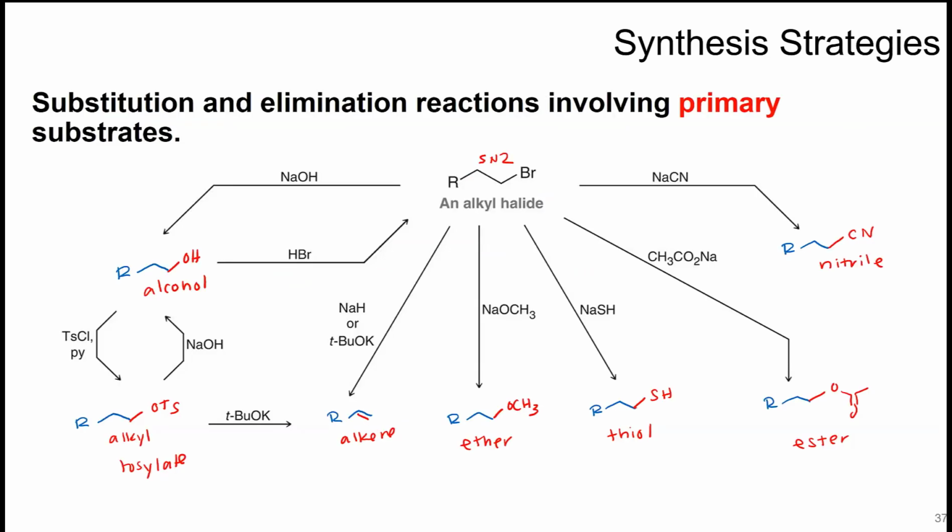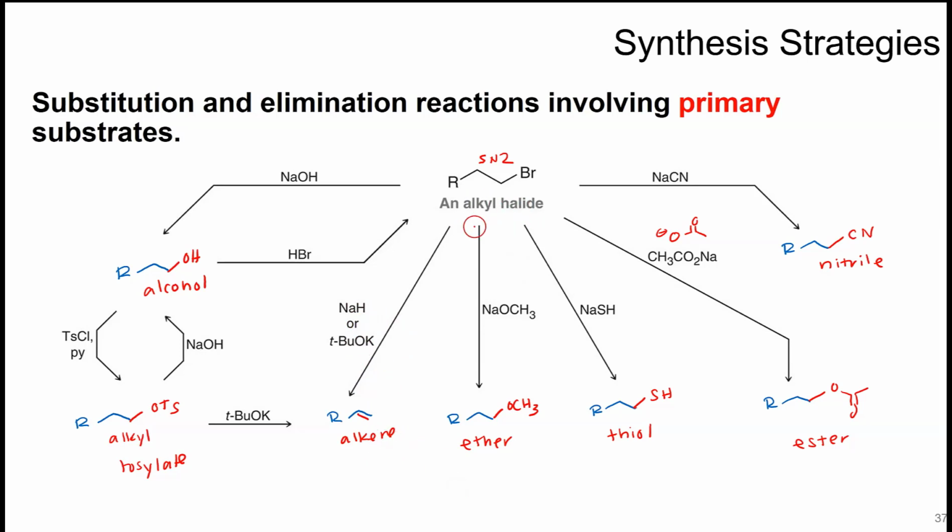If you're looking at synthesis strategies, these are reactions that you should be able to do at this point. So most of these arrows starting from this alkyl halide are SN2 reactions. So if we start with sodium cyanide, we form a nitrile. So the CN- is our nucleophile, the Br is the leaving group, this is the electrophile. The carboxylate here is our nucleophile, and that forms an ester. To form a thiol, we have sodium thiolate. To form an ether, we have sodium methoxide. And this is the elimination here with sodium hydride, or with t-butoxide, which will get you an alkene.